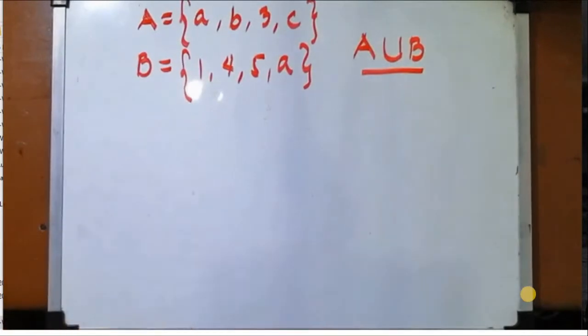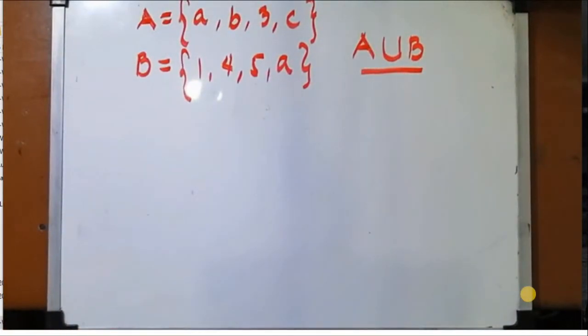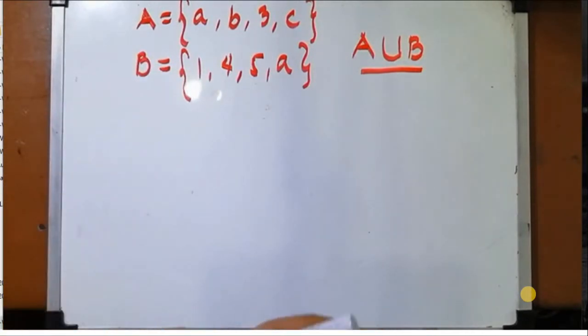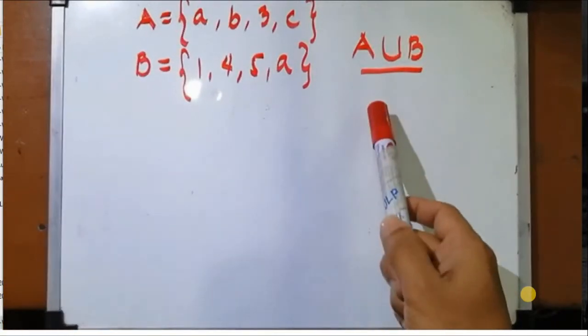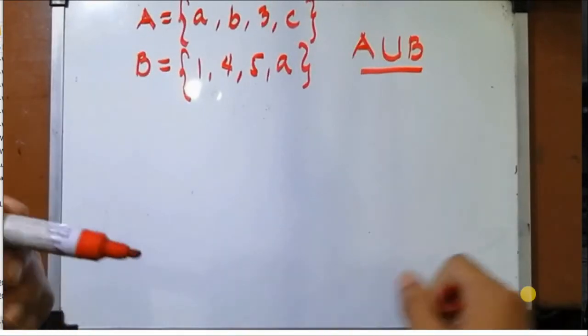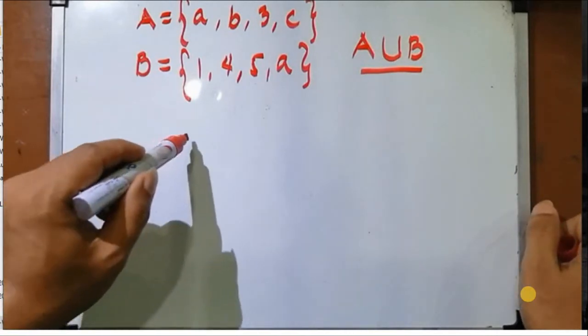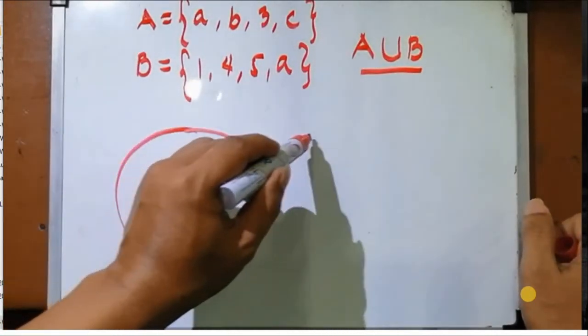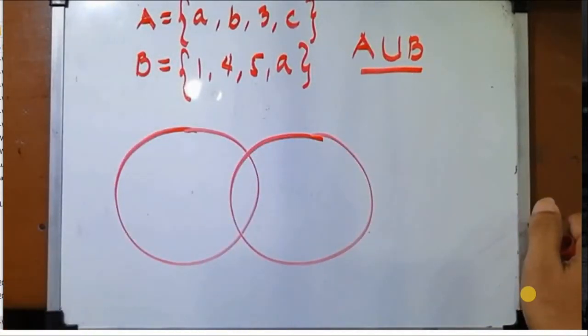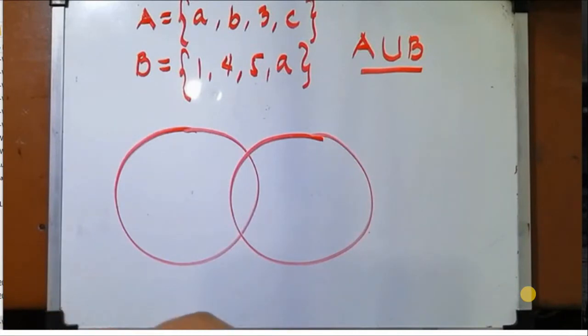This is an example of union of two sets. I have set A and set B. So the operation that I'm going to show you using the Venn diagram is A union B. So we're going to draw two circles. So when we say union, we're going to combine all the elements of A and B.